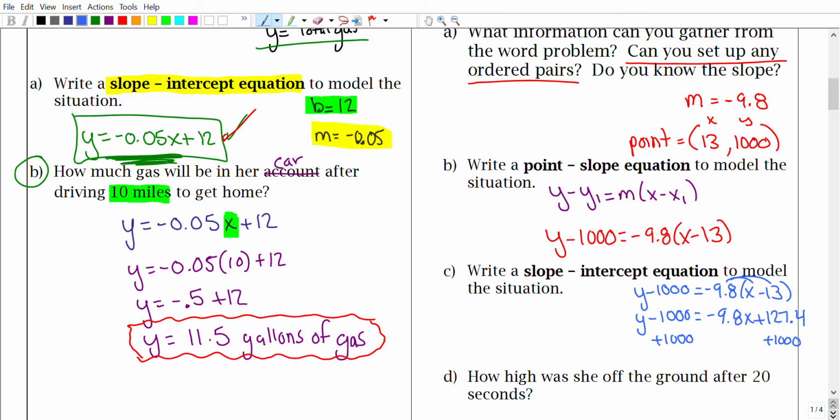So what do we get for our final answer? We get y equals negative 9.8x plus 1,127.4. So this is our final answer for part C.